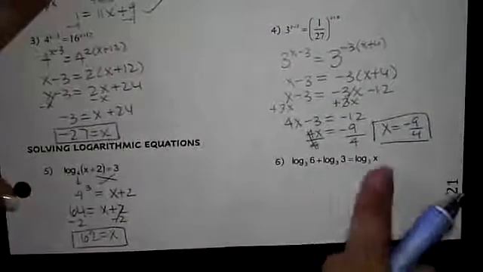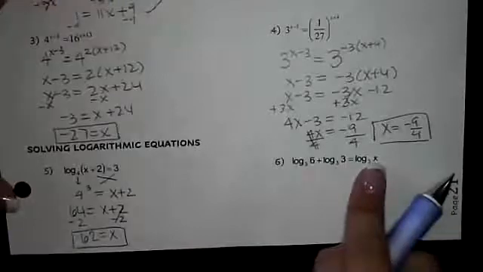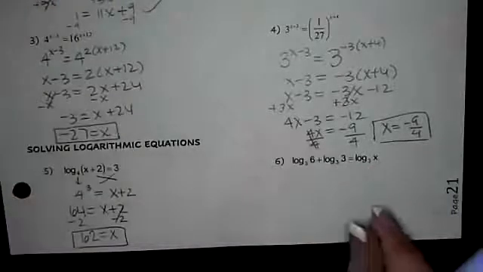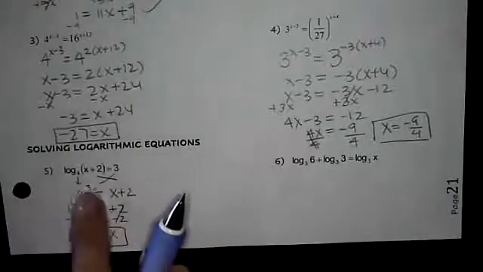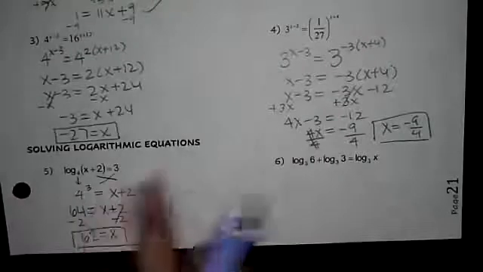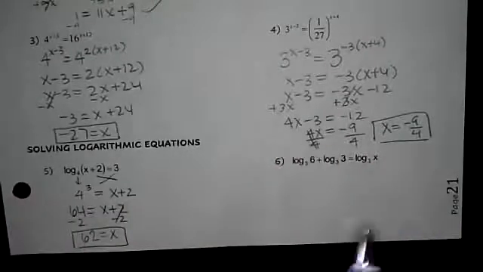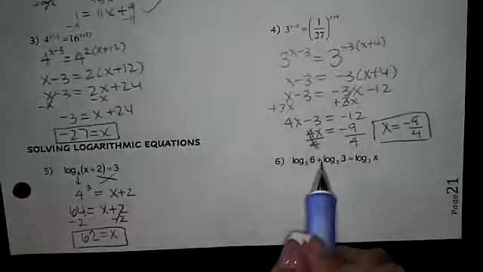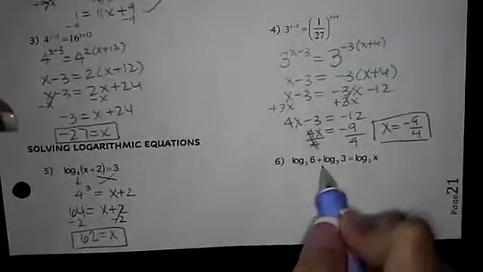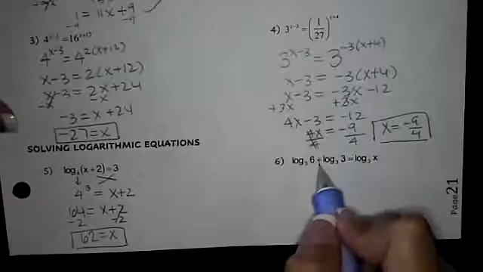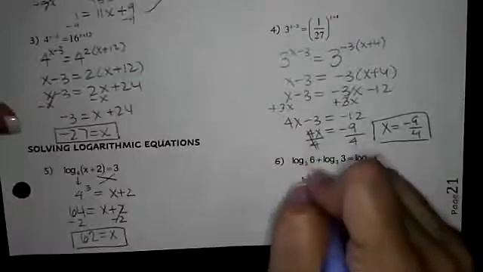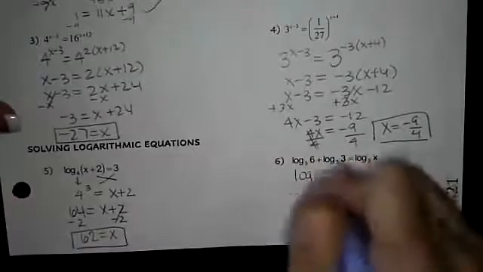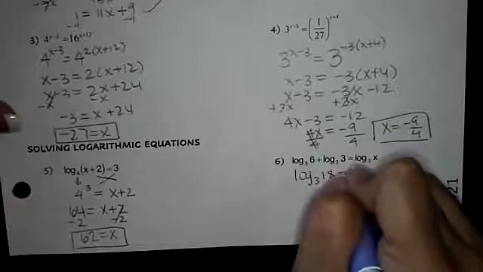For this one, we have a number of different logs. So we need to do something different. We cannot use this definition to change it to an exponential because there's more than one log. So we're going to go ahead and combine these two. And so we use log properties to do that. We learned that with the log properties, if there's a plus in between both of those, then we multiply the arguments. We keep log base 3 and we multiply those arguments.